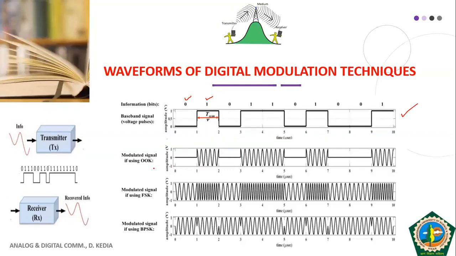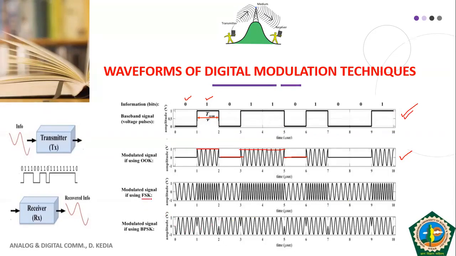Fine. Then in case of your ASK, that is amplitude shift keying, during 1 your amplitude was 1, your carrier is present. During 0, no carrier present, then carrier present for 1, then carrier absent. This is my ASK, if you multiply your carrier with the amplitude of this baseband signal.